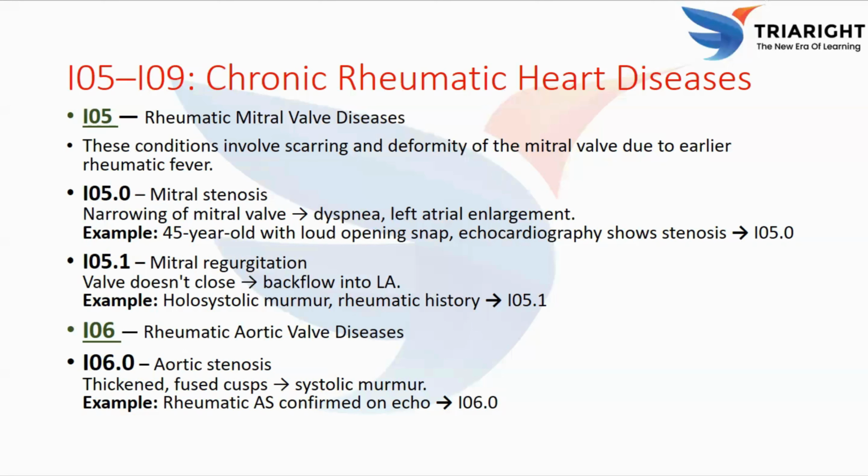So this leads to dyspnea. Dyspnea is shortness of breath, and also left atrial enlargement. So what is the classic sign of rheumatic mitral stenosis? The loud opening snap and also the diastolic murmur. For example, a 45-year-old with a loud opening snap, and echocardium shows mitral stenosis. So how do you code it? You have to assign the code I05.0.